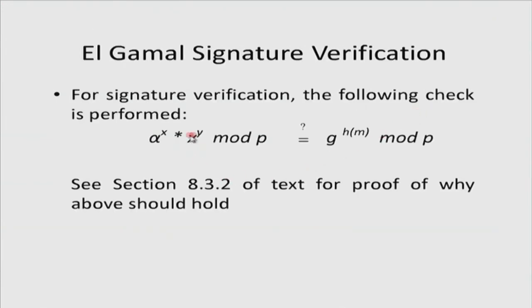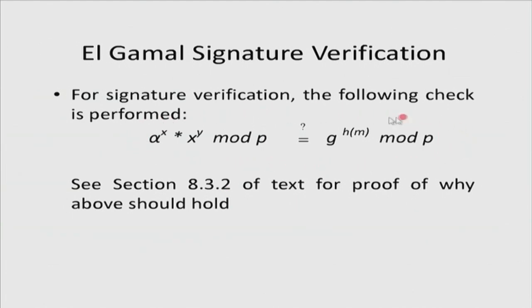So x and y were the two components of the message. What the other guy, that is B, does is he takes the x, raises it to the power of y, then takes her public key, raises it to the power of x, reduces this modulo p, and then verifies whether this thing is the same as g to the power of the hash of the message. You can try and do it on your own, otherwise see section 8.3.2 of the text for proof of why this verification equation holds.